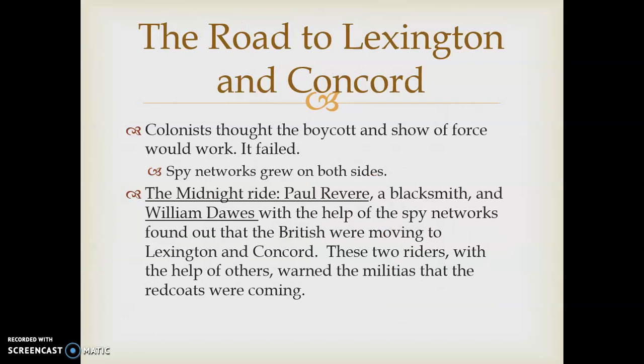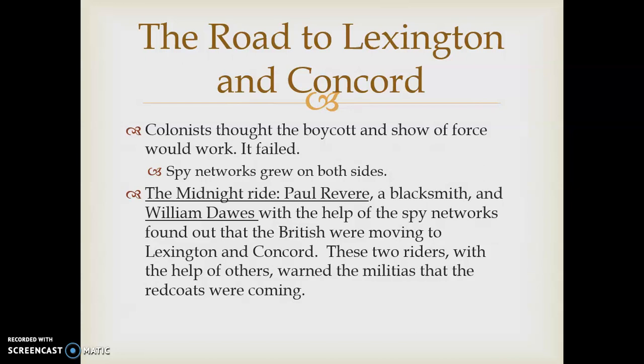So the British American colonists thought this boycott and the show of force of training troops would make the British back off a little bit. But it did not, it failed. So what ends up happening is spy networks begin to grow on both sides to understand what the heck is actually going on. Meanwhile, in Boston, Paul Revere, who was part of the Sons of Liberty, and William Dawes, both part of spy networks, were there to see if the British would ever move out of Boston.